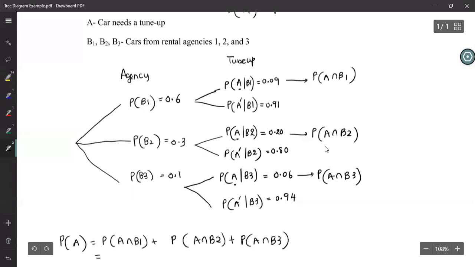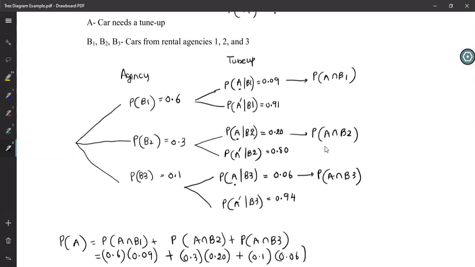Okay, so what is A intersection B1? The first part, 0.6 times 0.09, plus the third one, the next one, 0.3 times 0.20. Then you have the fifth part, which is 0.1 times 0.06. So multiply these 3 values, multiply them together and then add them together. You can get the probability of A, or probability that the car needs a tune-up. This is clear to all of you now. Okay.